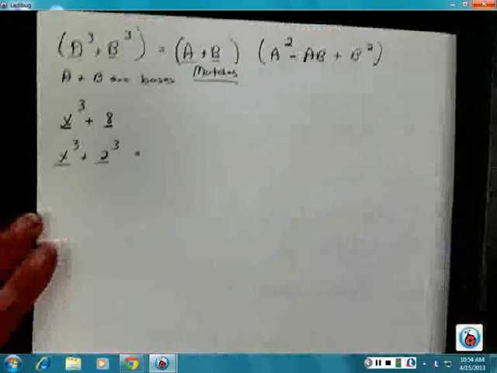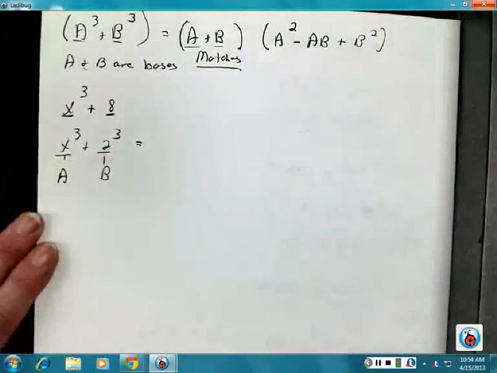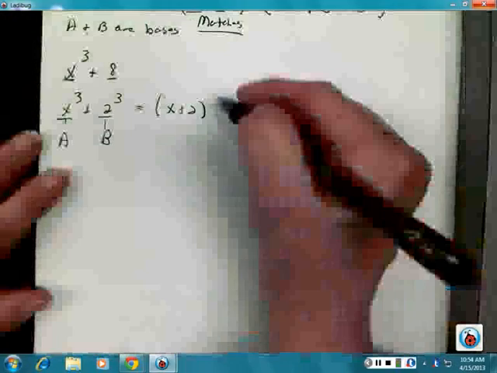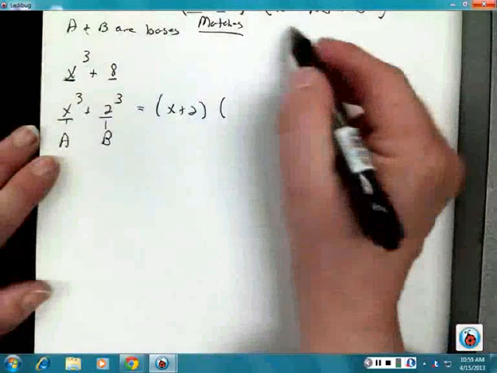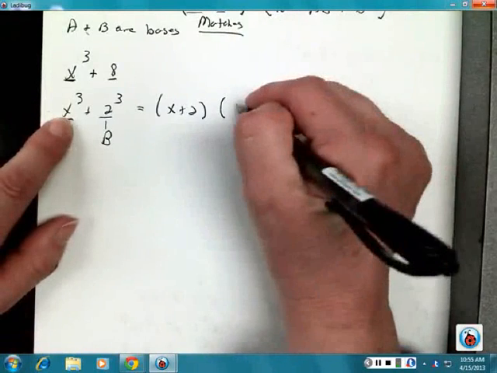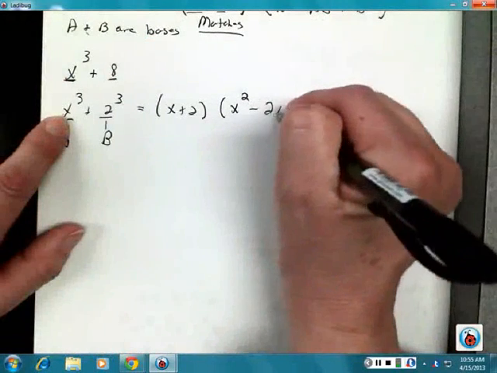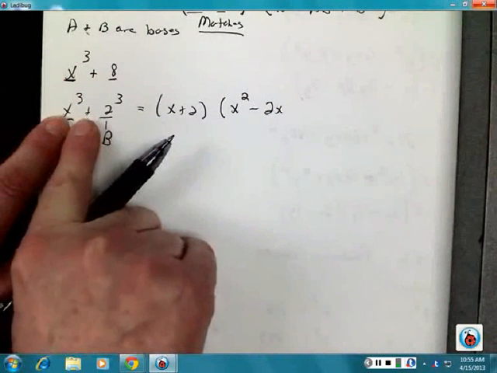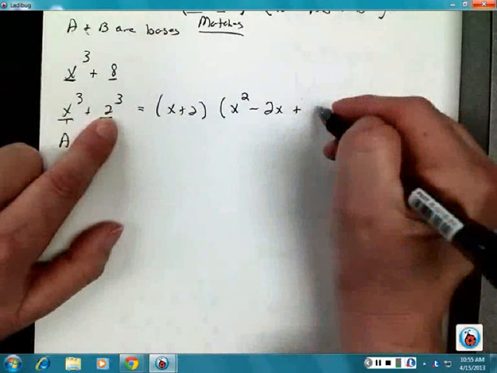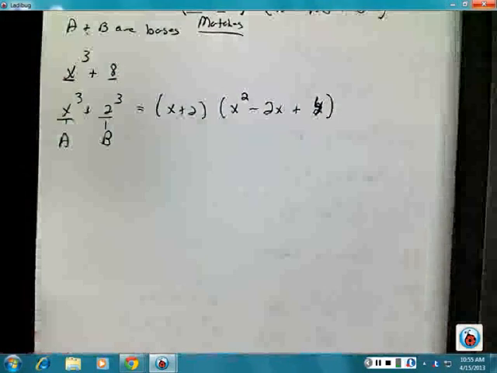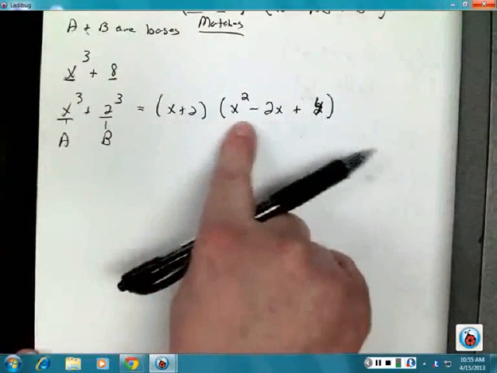So down here, my A in this case is x, my B in that case is 2, and that is the pieces I plug into my formula. So I'm going to have x plus 2, because I replace A and B with x and 2. Next, I'm going to take the A and square it, so x squared. A times B, x times 2, is 2x, and it's subtracted because it's the opposite sign of what I have in my cube. Finally, 2 squared is 4. So my answer is x plus 2 times x squared minus 2x plus 4.